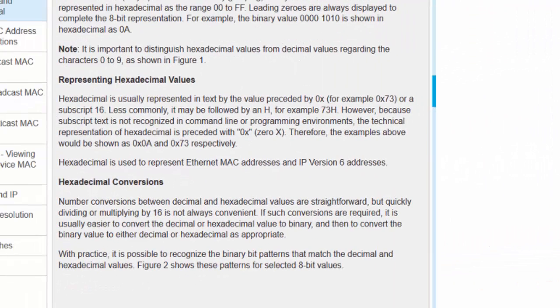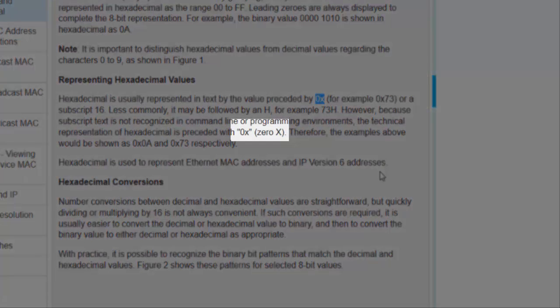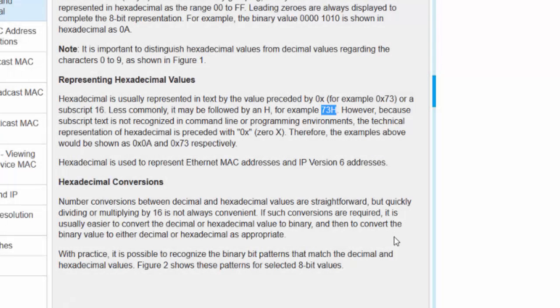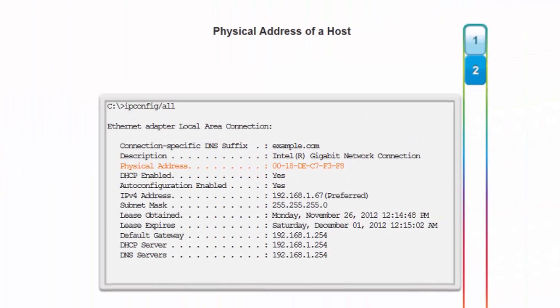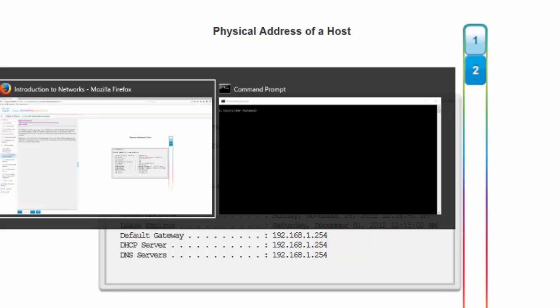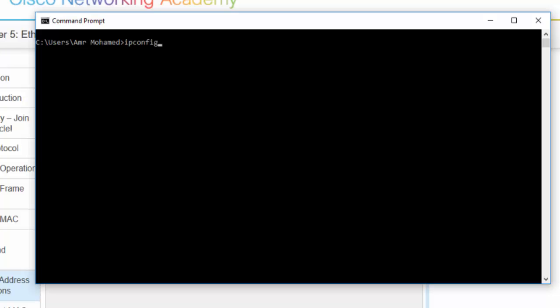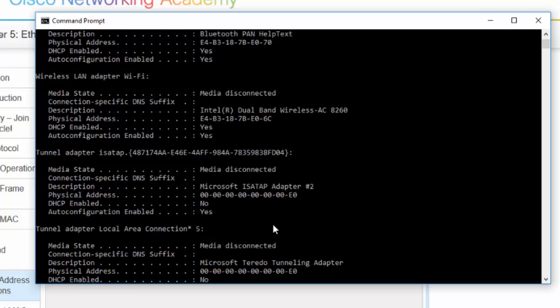As we will see later, the hexadecimal is usually preceded by 0x to indicate that this is a hexadecimal number, and less commonly it gets followed by the letter H, like this number here, to show that there are hexadecimal digits. To get the physical address, of course, it's a simple command line in the DOS window here, and you need to run this command to get the physical address of the NIC card that is currently connected to your machine.